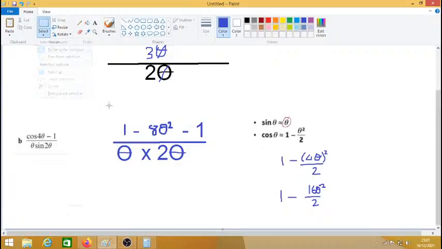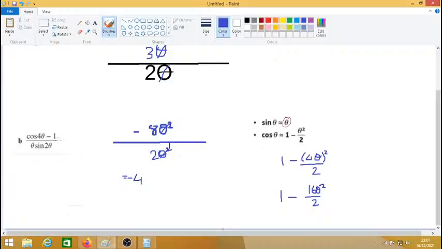Then the 1 minus 8 theta squared, but then take away 1 a bit later, the 1s are going to drop out. So 1 and then minus 1 later on is just going to become 0. And then theta times 2 theta is going to be 2 theta squared. So let's replace that with 2 theta squared. Theta squared at the top, theta squared at the bottom, that will cancel out. So I'm just left with minus 8 over 2, which is equal to minus 4. So the approximate answer to this would be minus 4.